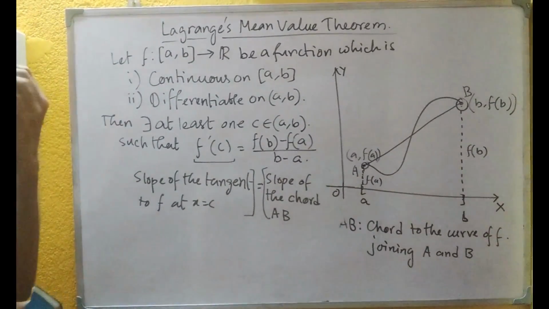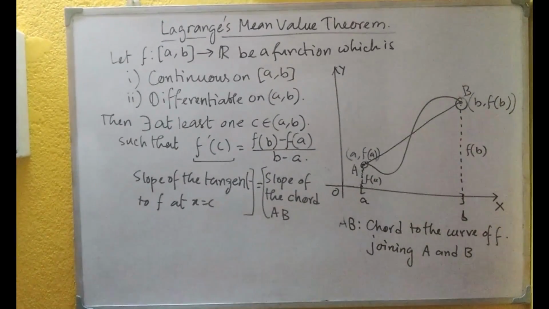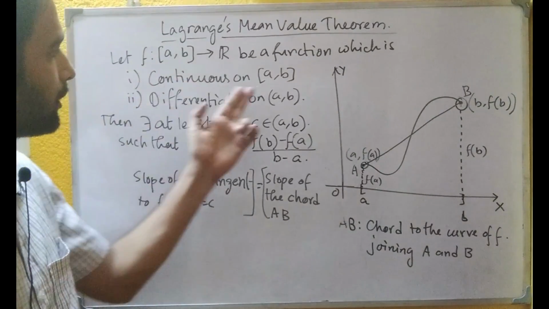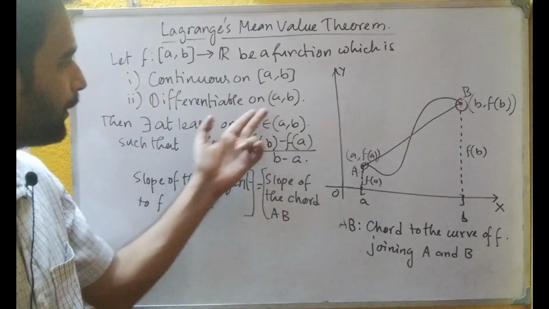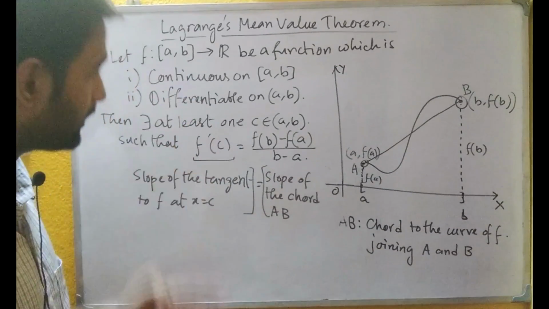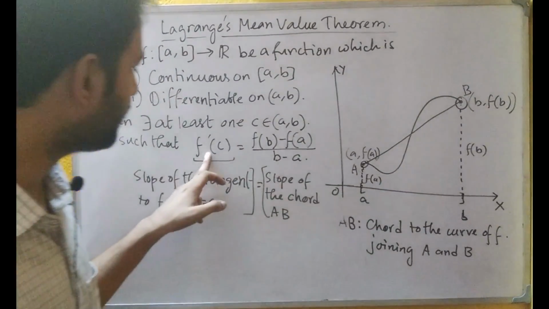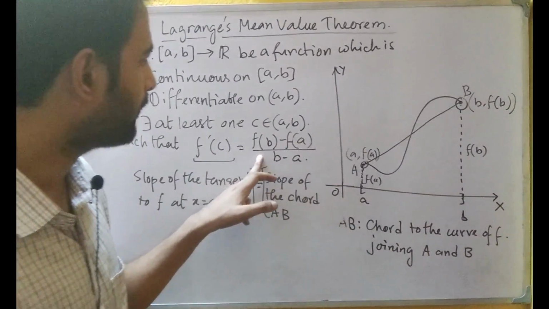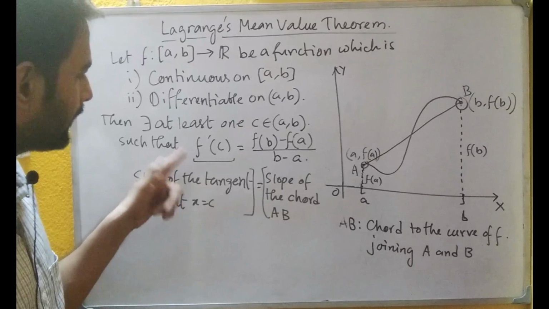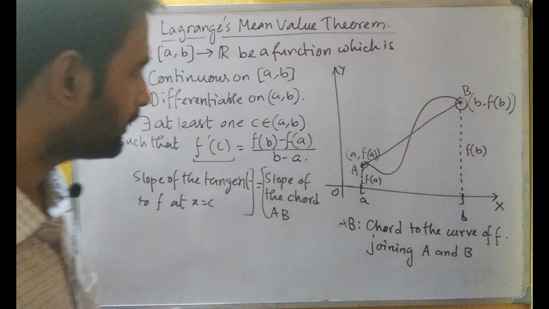Okay. So this is the meaning of Lagrange's mean value theorem. So what it is saying is that if you get some real valued function f which is continuous on the closed interval and differentiable on the open interval, then you will get at least one real number c within the open interval AB, such that the derivative at the point c will be (f(b) minus f(a)) by (b minus a), and also we can say that the slope of the tangent at the point c is equal to the slope of the chord.